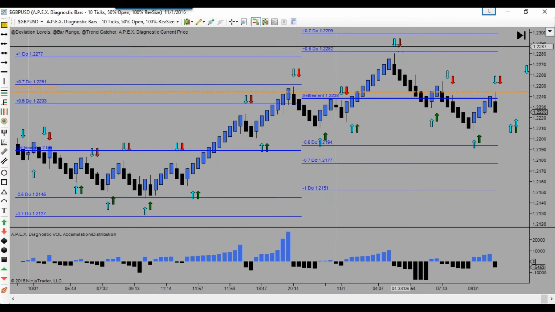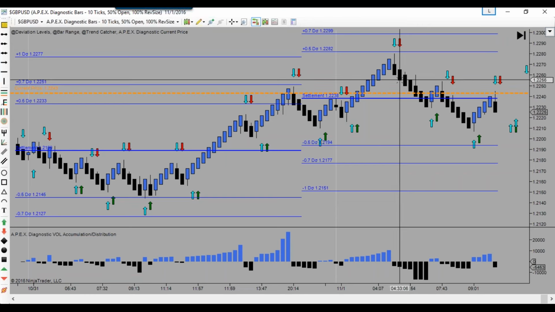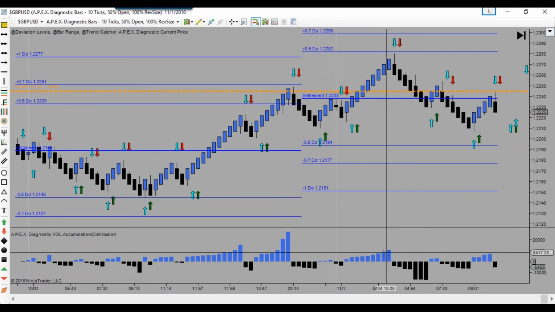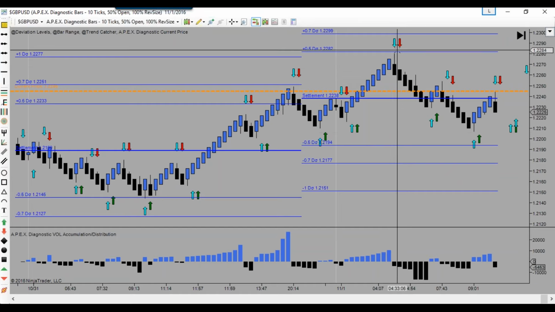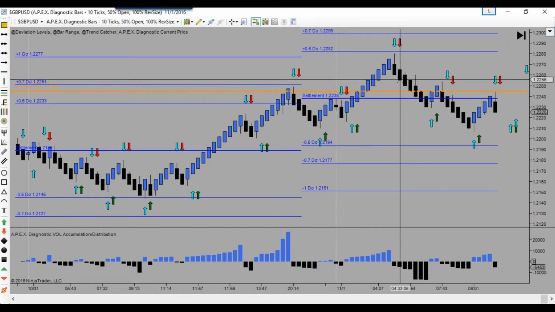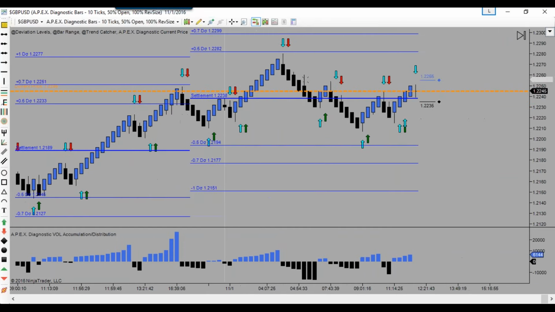And then what do we get right here? We get a deviation move. We clearly have less volume. And we get an indication to go short. Okay, so this was this morning.